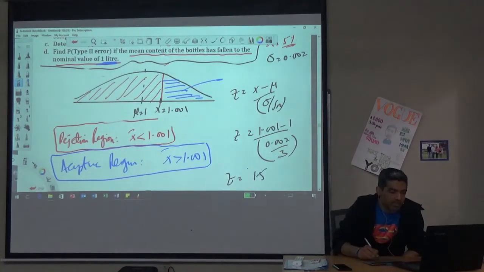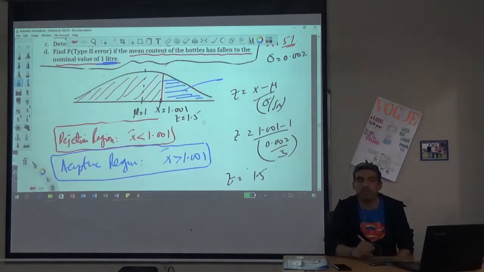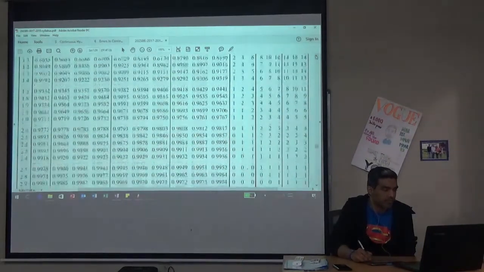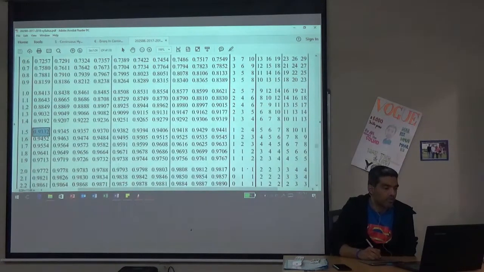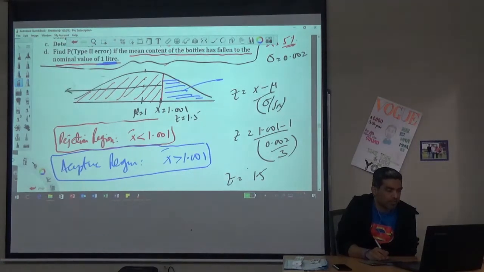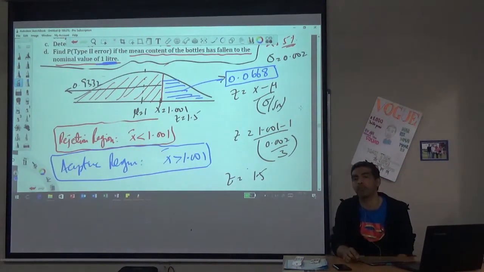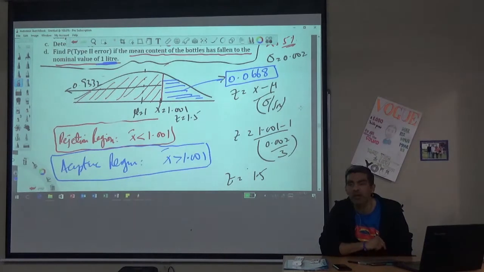Exact 1.5. Okay, the z value is exact 1.5. Can you check the table and see what area 1.5 provides us? Z 1.5 gives us an area of 0.9332. So the area that we require is 0.0668. This is the probability of making a type 2 error. You stand a chance of making a type 2 error by 6.68%. There is a 6.68% chance that you would end up making a type 2 error.